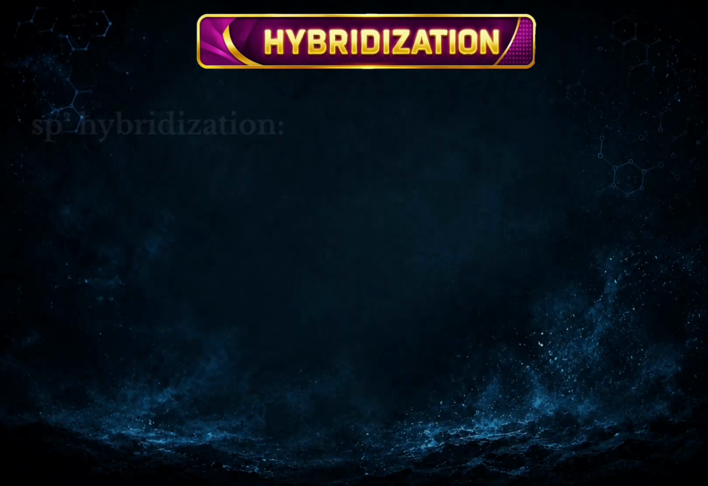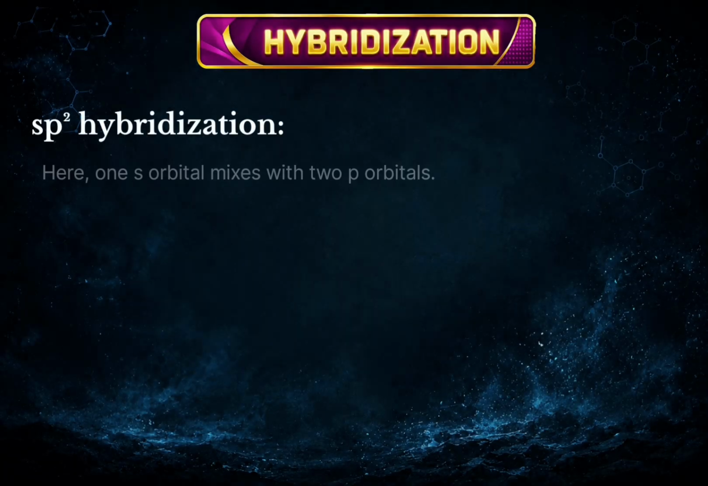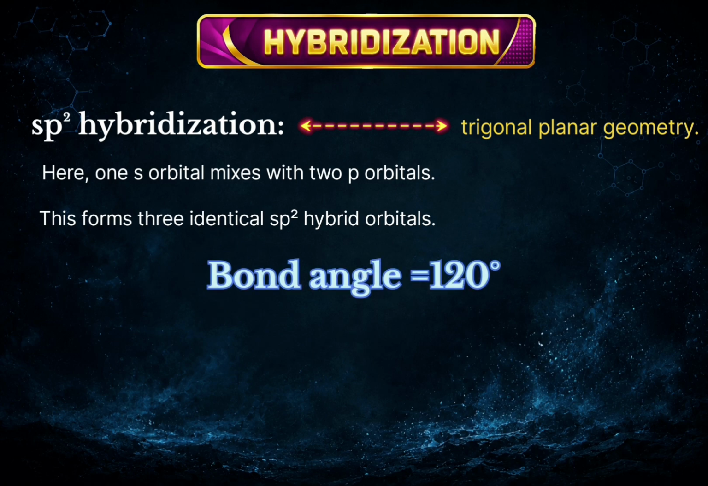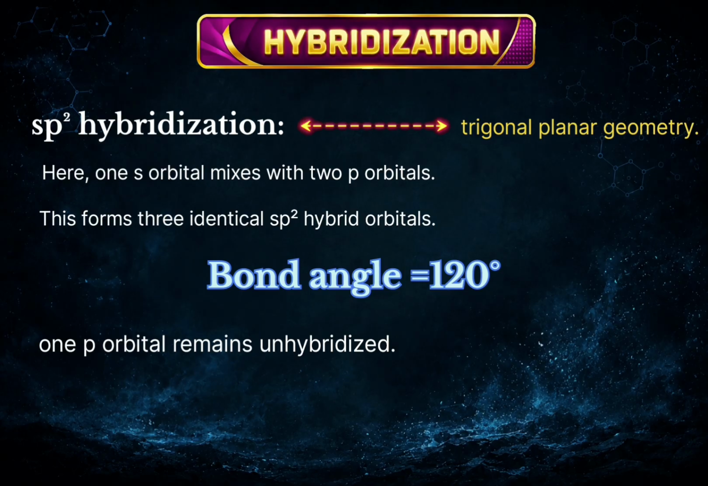Next, sp2 hybridization. Here, 1 s orbital mixes with 2 p orbitals. This forms 3 identical sp2 hybrid orbitals. To minimize electron repulsion, they arrange themselves in a trigonal planar geometry. The bond angle is 120 degrees. In this case, 1 p orbital remains unhybridized. We'll come back to its role in just a moment.